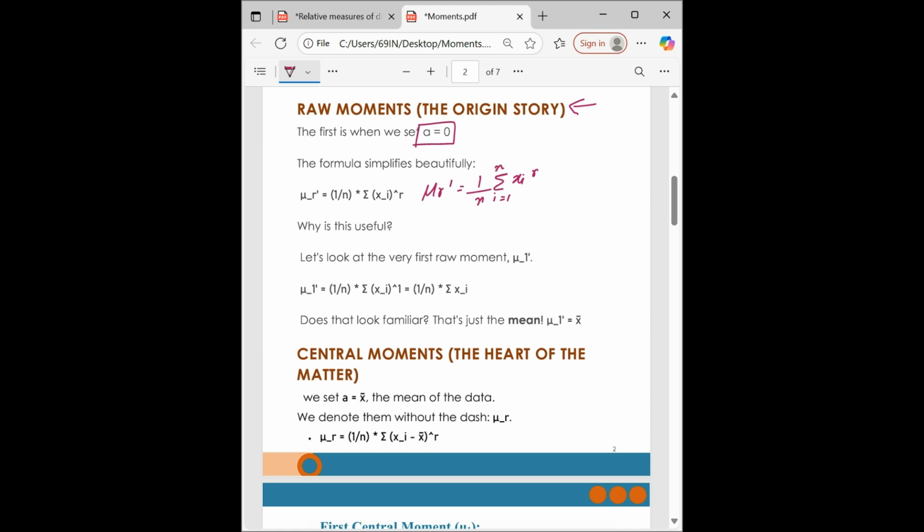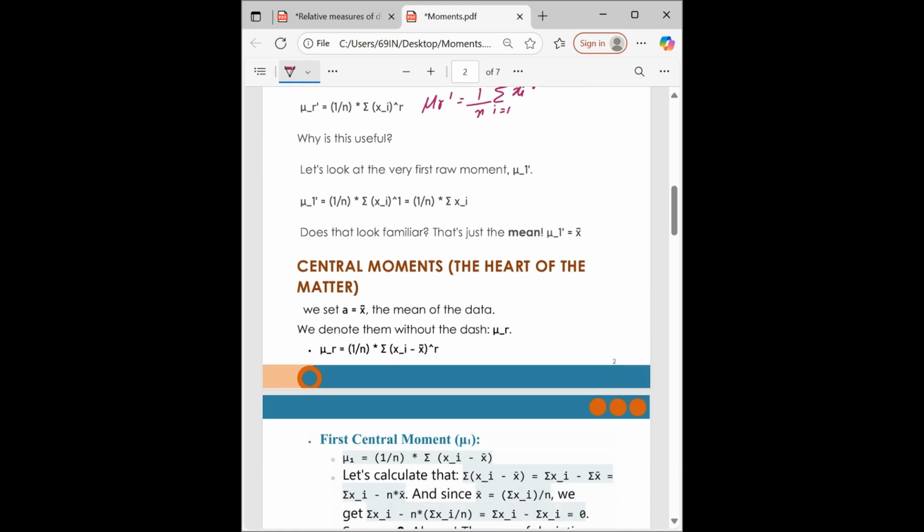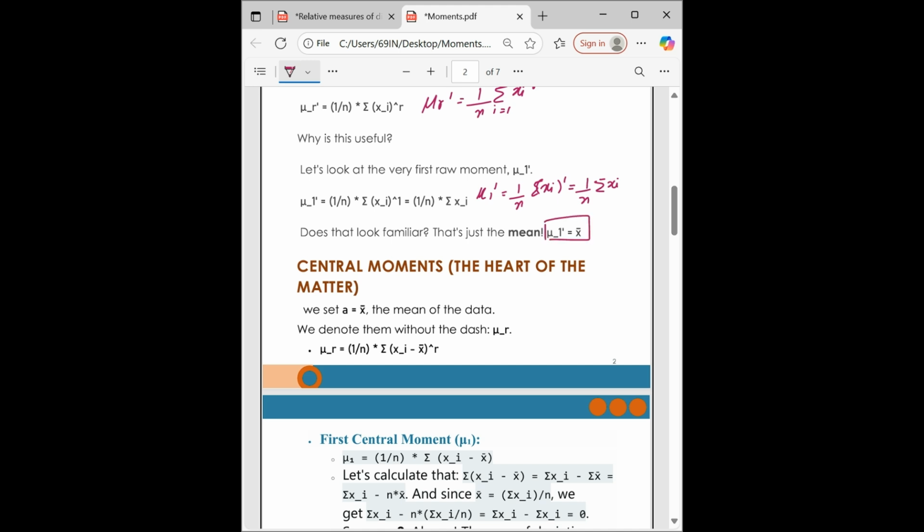Why is this useful? Let's look at the very first raw moment, mu1 dash. Here, mu1 dash is equal to 1 by n into summation, oh I'm sorry, I wrote f, into summation xi to the power 1, which is equal to 1 by n into summation xi. Does that look familiar? That's just the mean, right? Mu1 dash is equal to x bar. So the first raw moment is the arithmetic mean. It's the simplest measure of where the data is centered relative to the origin 0.